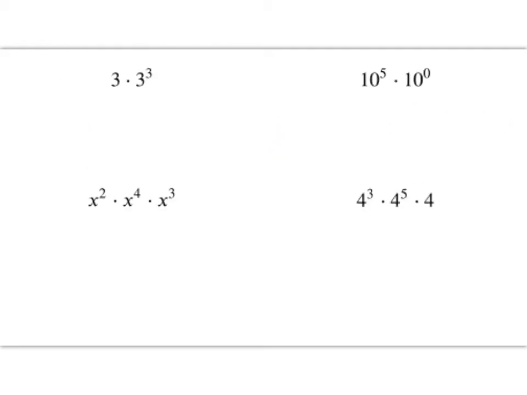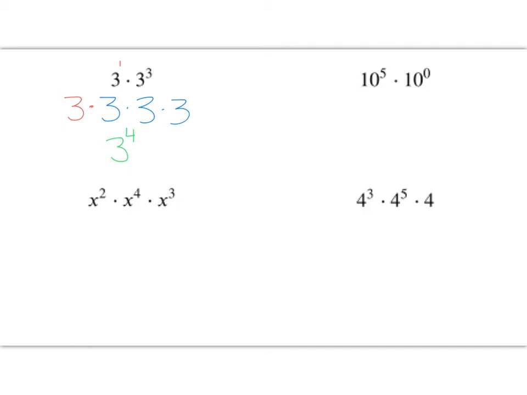Okay, so let's do it with numbers. The instructions on the first page said to not evaluate. That means we don't want to work these out. We just want to write it as a base and an exponent. So here this is 3 to the first power, right? So that's just one 3. Times 3 to the third power is 3 times 3 times 3. Well, that's 3 times itself. How many times? 4 times. So I could write that as 3 to the 4th.